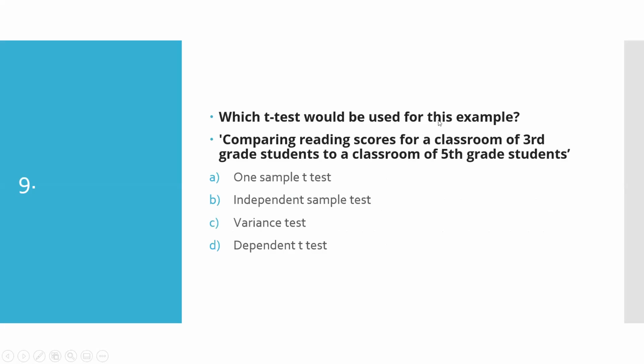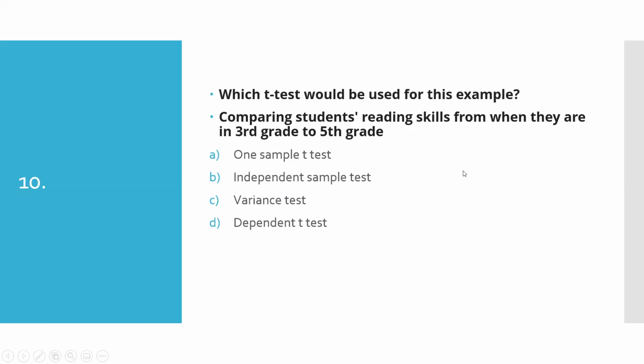Which test would be used for this example? Comparing reading scores for a classroom of 3rd grade students to a classroom of 5th grade students. One sample t-test, independent sample t-test, variance test, dependent test. Whenever we are comparing the mean scores of samples by using the t-test, we will use an independent sample t-test because we are comparing the students between two grades. So we are considering two groups.